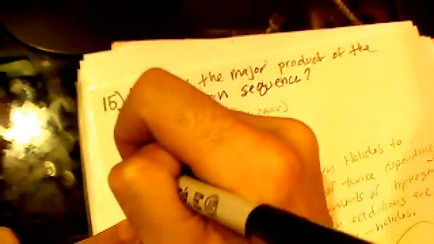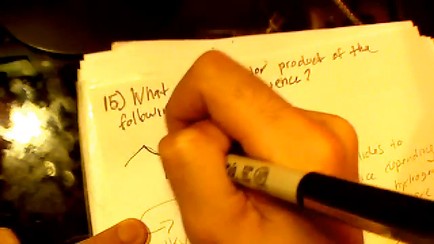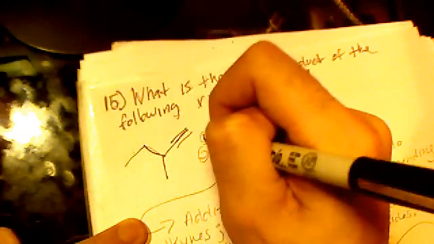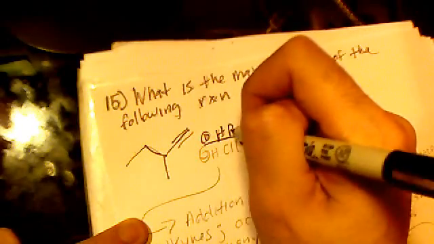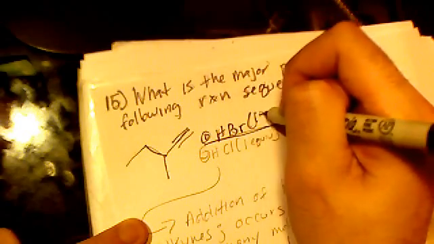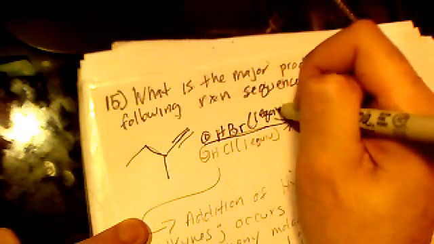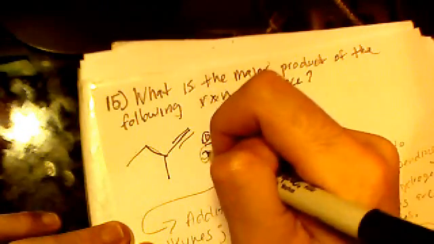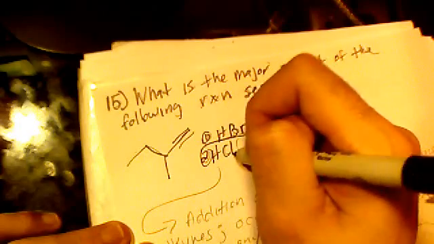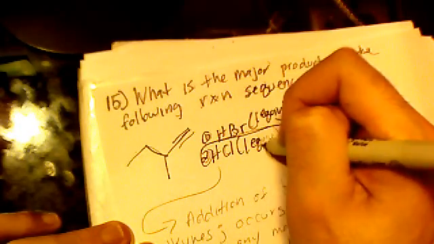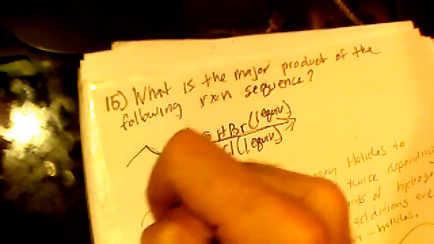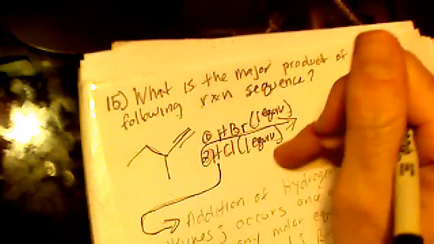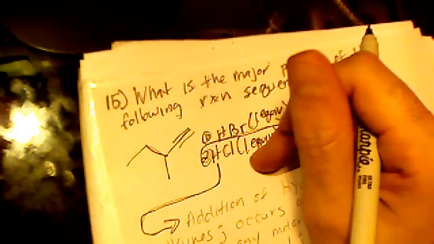Okay, so here we have an alkyne. First they treat it with hydrogen bromide, and it's one equivalent, right? If there's one molecule with this, there's only one molecule of this. And then they treat it with hydrogen chloride, which is one equivalent. Alright, so we have an alkyne, and then we have one hydrogen bromide and one hydrogen chloride.